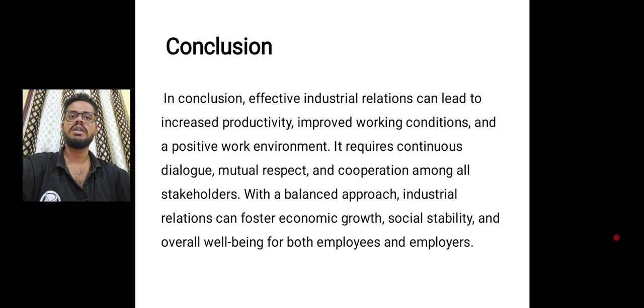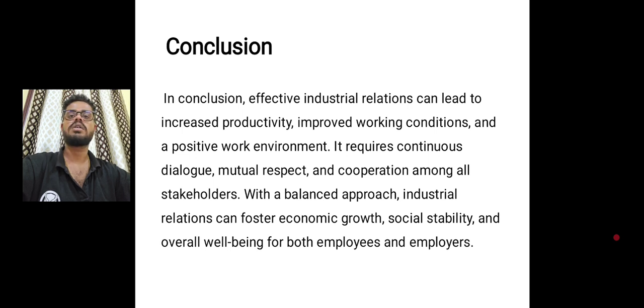Rise of gig economy. The gig economy, characterized by short term contracts and freelance work, is becoming more prevalent. This shift challenges traditional industrial practices as gig workers are often not covered by standard labor laws or union protection.